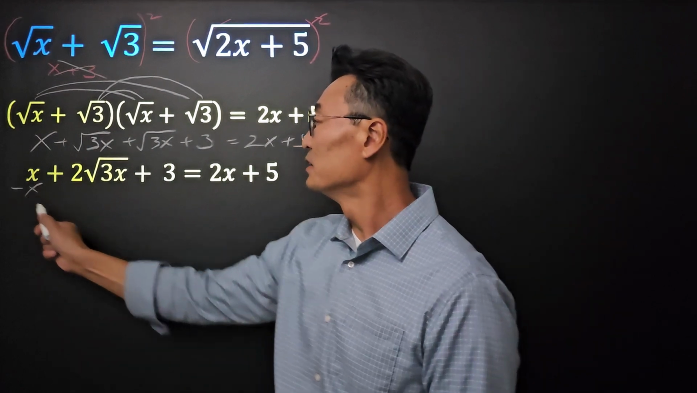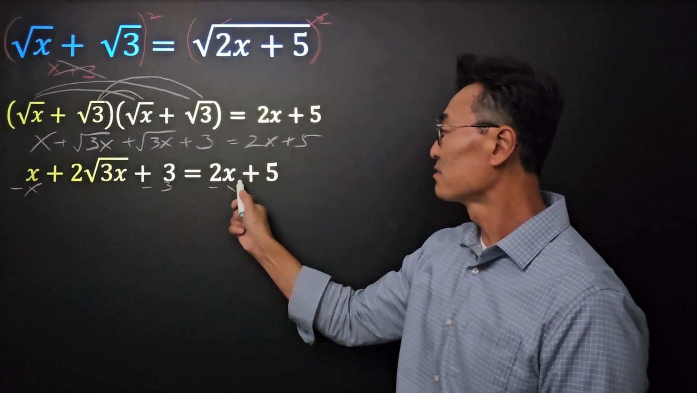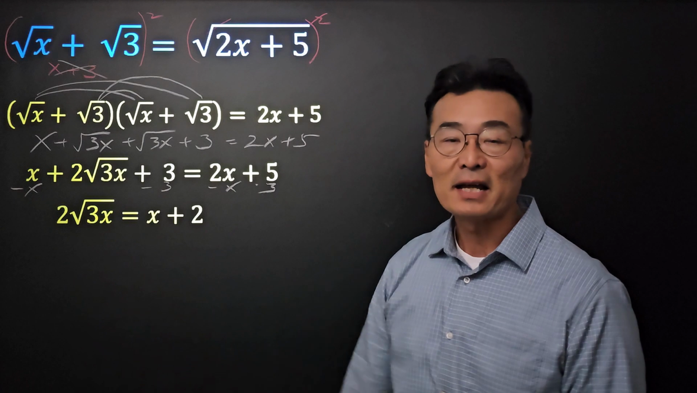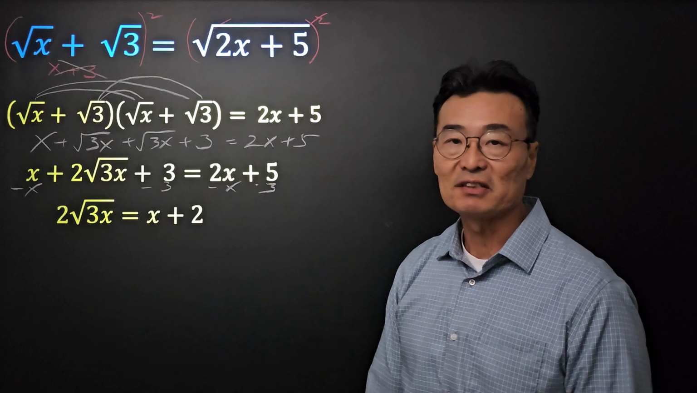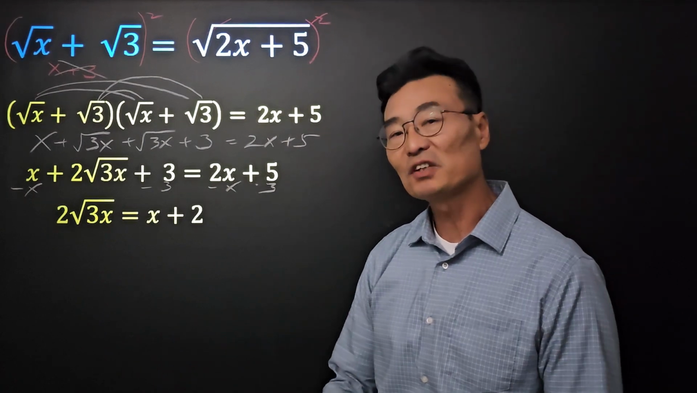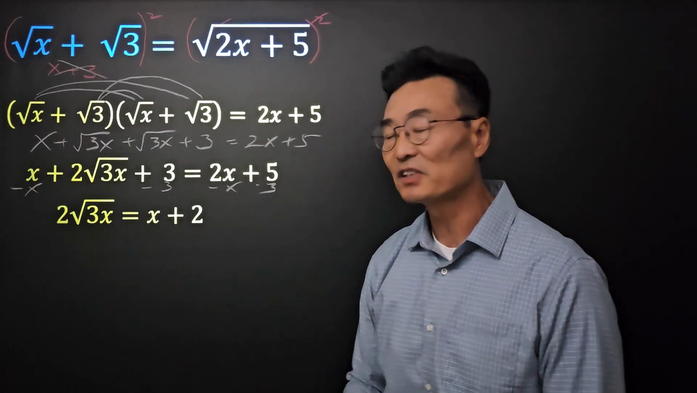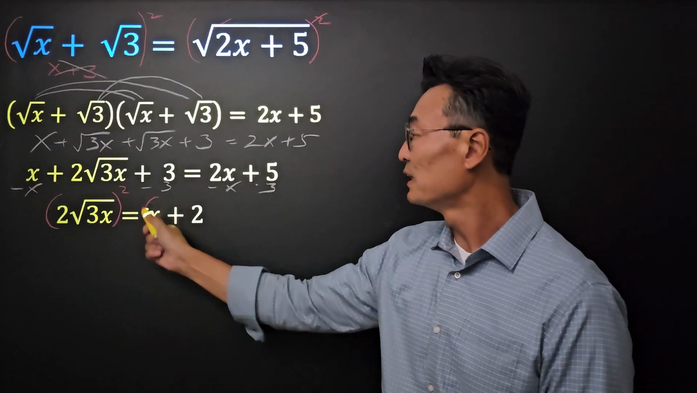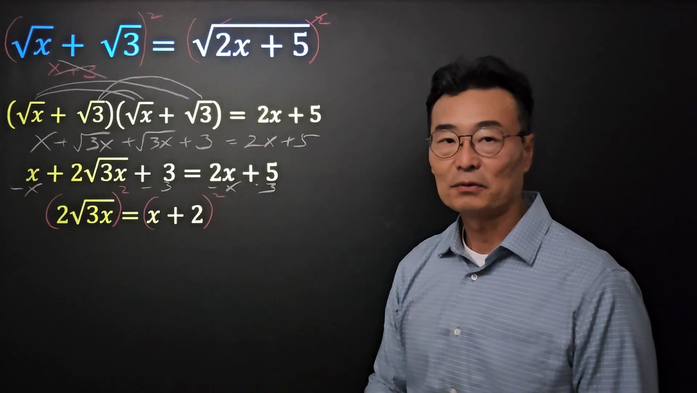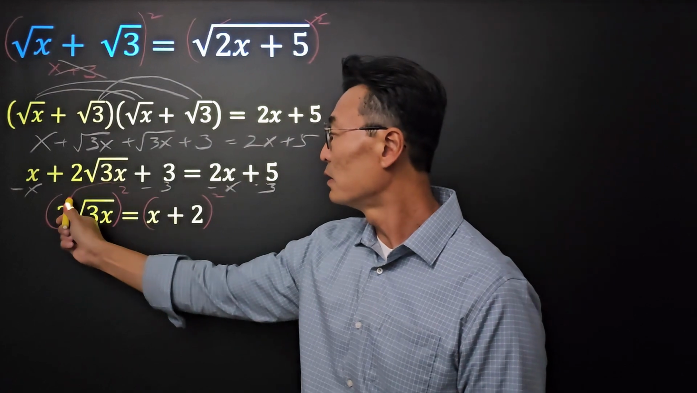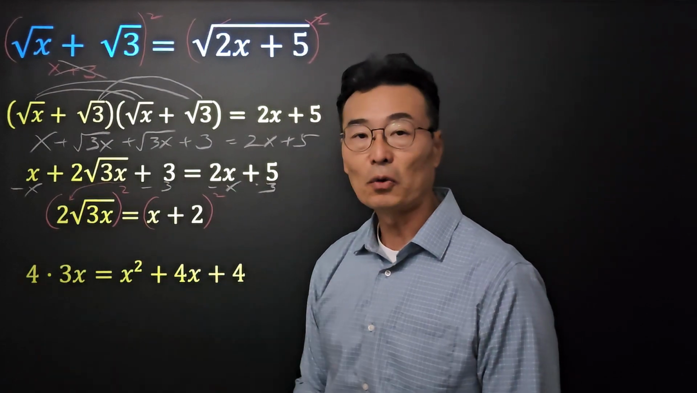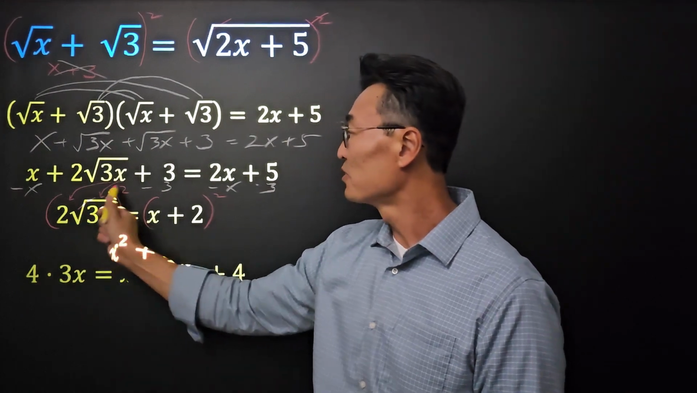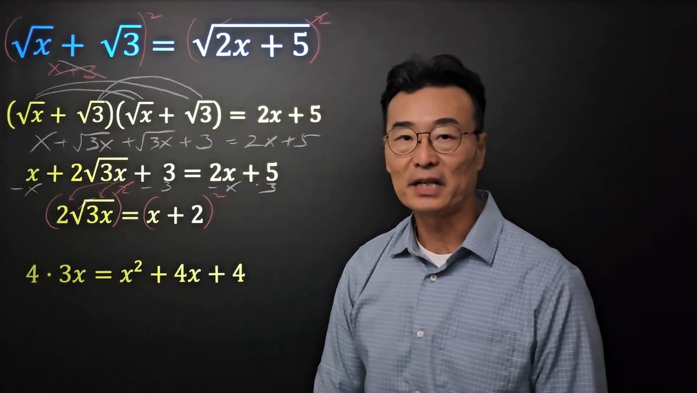Then to, again, continue simplifying, we'll subtract x and 3 from the left and the right side. And we'll just simply end up with 2 root 3x equals x plus 2. Once again, to get rid of that square root sign, we're going to square everything on the left and everything on the right. Where we square the 2, we end up getting the 4. And we square the root x, the square sign and square root sign cancel out, we end up with 3x.